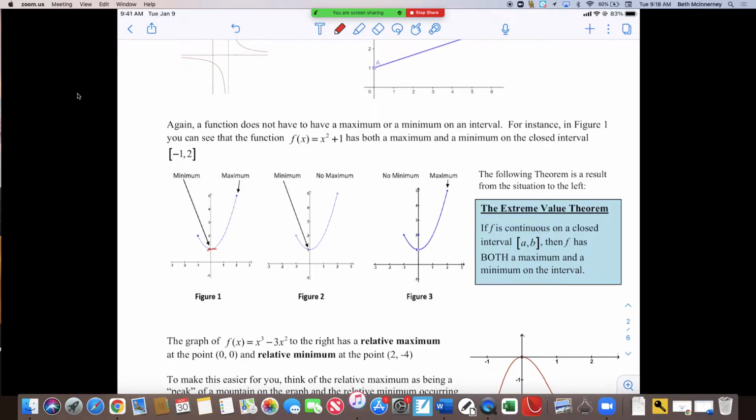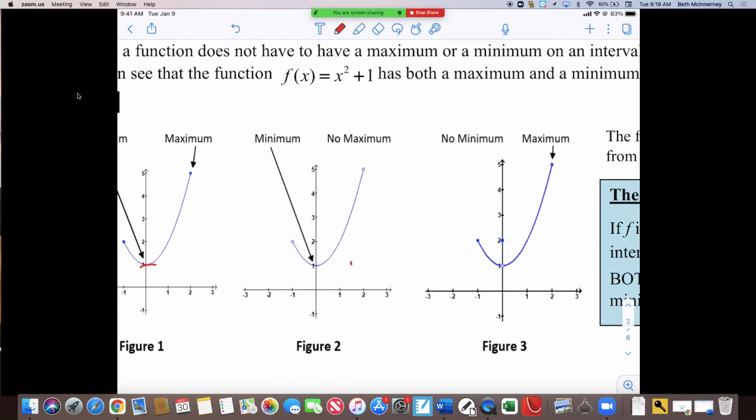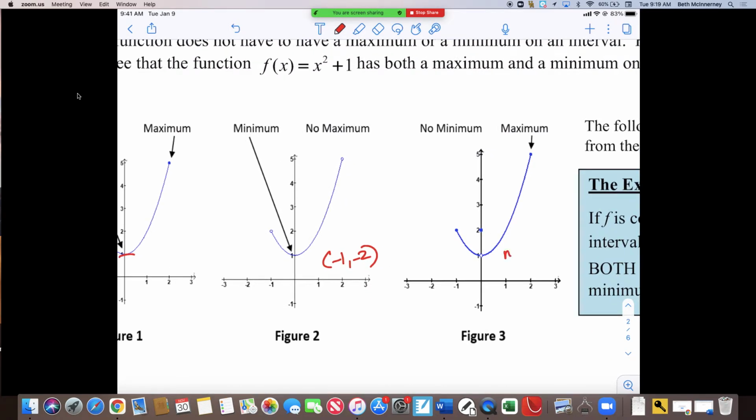Then, in the blue box to the right, here's the extreme value theorem. If f is continuous on a closed interval a to b, then f has both a maximum and a minimum on the interval. I want you to look at figure 1. That was the only one that met those criteria. It's continuous and it's a closed interval. Do you see in this one it's an open interval, and on this one, it's not continuous.